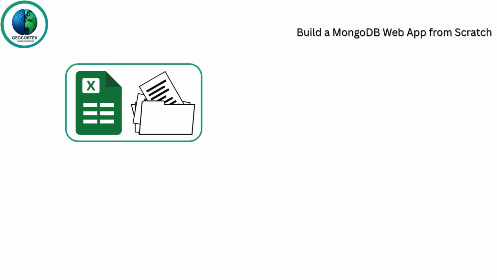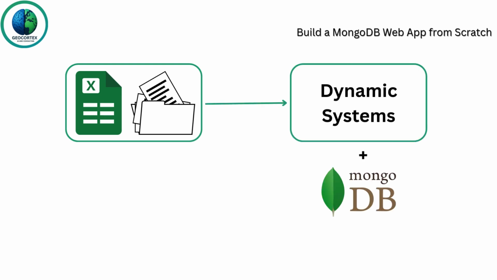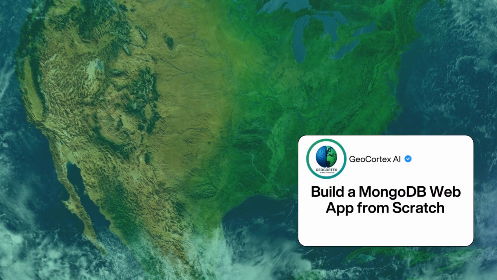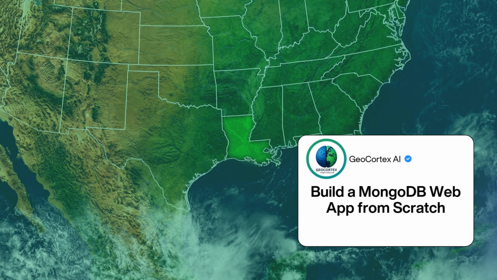Instead of relying on spreadsheets or static files, you can build dynamic systems that scale using MongoDB. So, let's begin the process of setting up a simple web application with MongoDB as the backend.